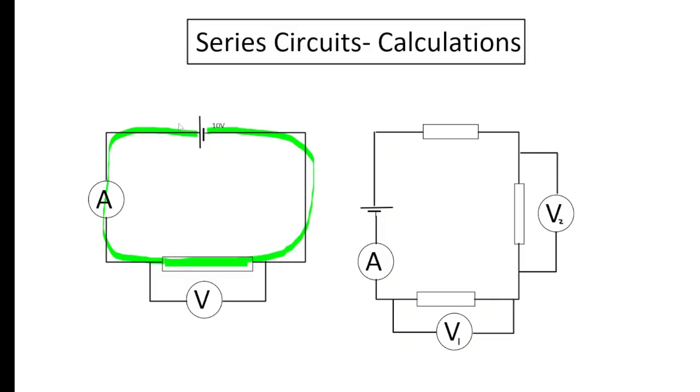So the current through the whole circuit is the same everywhere. So here, the current starts from here, goes to that resistor, goes to this resistor, goes to this resistor, and comes back to the starting point. And you can see the current, imagine if this current was 3 amps, it will be 3 here, 3 here, here, here, everywhere.